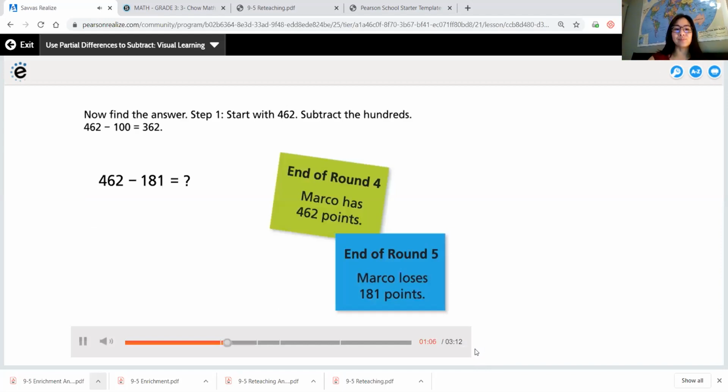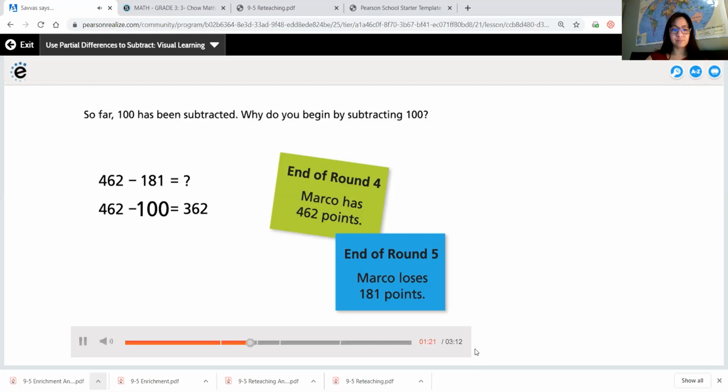Now find the answer. Step 1. Start with 462. Subtract the hundreds. 462 minus 100 equals 362. So far, 100 has been subtracted. Why do you begin by subtracting 100? So think about what you learned from the try it, or just what you know about numbers and place value. What would you say? Why do you begin by subtracting 100?